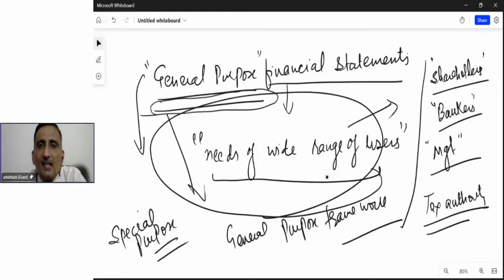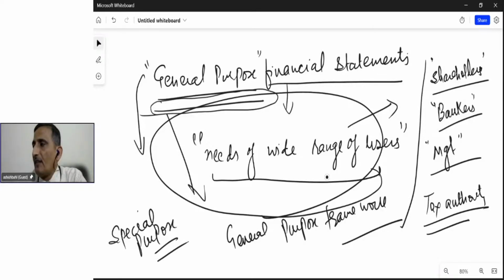General purpose financial statements are those which are prepared in accordance with a general purpose framework. And a general purpose framework is one which provides a structure to meet the financial information needs of a wide range of users. So in effect, what are general purpose financial statements? Those which meet the financial information needs of a wide range of users. Clear, guys?